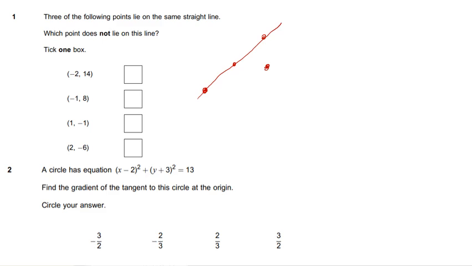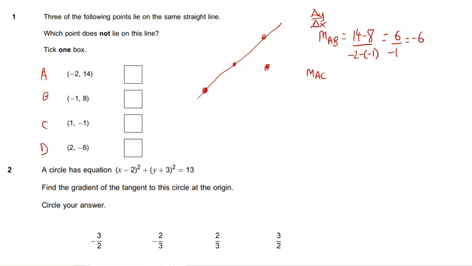So if I take, let's call these A, B, C, D. So if I work out the gradient between A and B, first of all, it's, remember, delta y over delta x for the gradient. So this is 14 minus 8 divided by minus 2 minus minus 1. That gives 6 over minus 1, which is minus 6. So I'll try with the other ones.